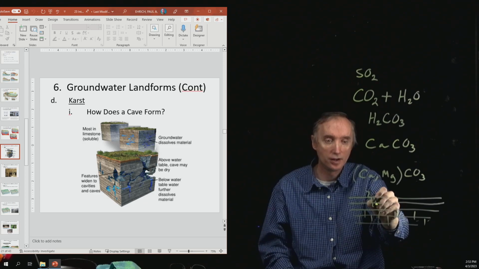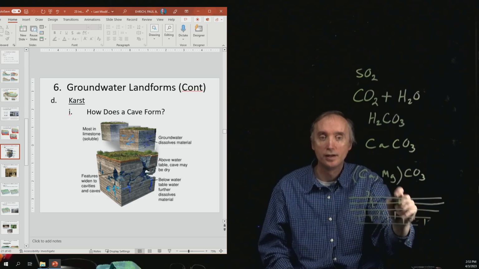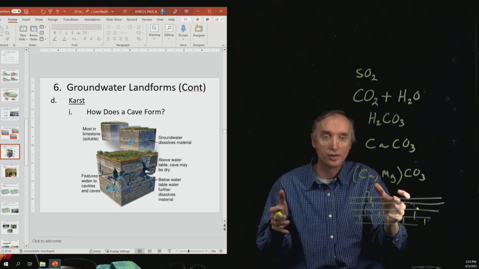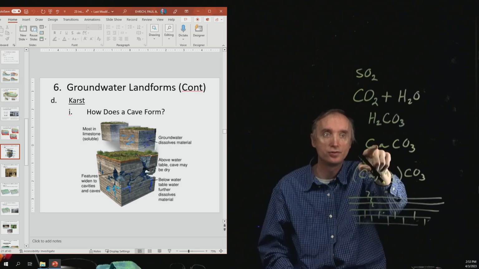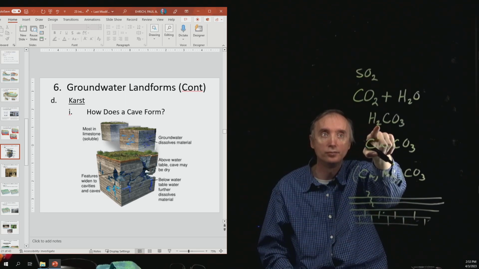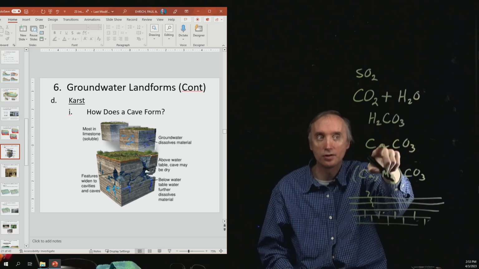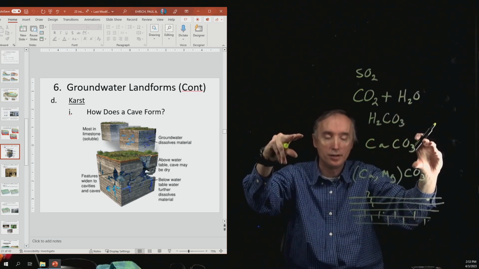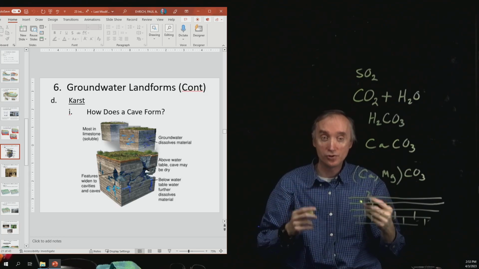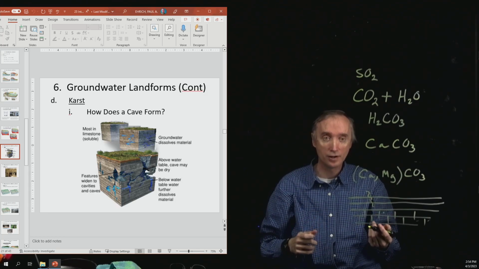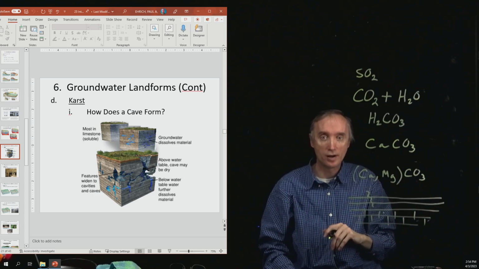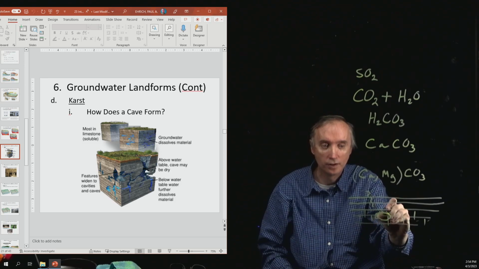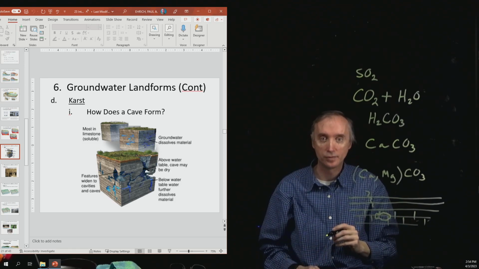So if there's any fault lines that are running through this limestone, that's going to be the area that the water is going to go through, and it's going to start to enlarge that crack. The hydrogen from the carbonic acid is going to start to act on the calcite, and it's going to break the calcium from the carbonate part. Both of those go into solution. They're dissolved in the groundwater and are carried somewhere else. And so what you're left with is going to be holes in the limestone, which we're going to call caves.